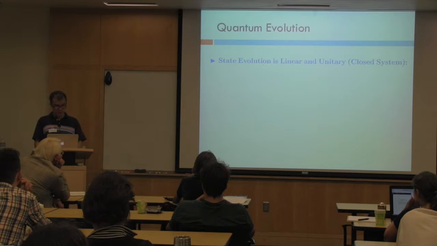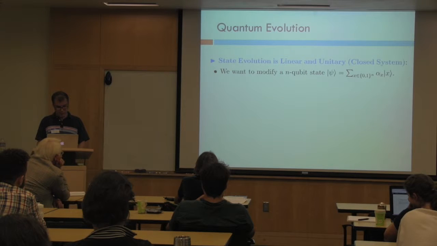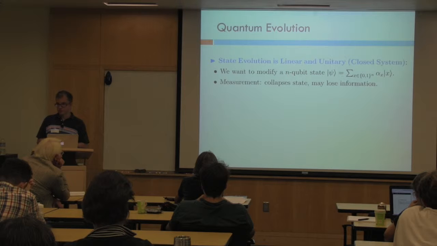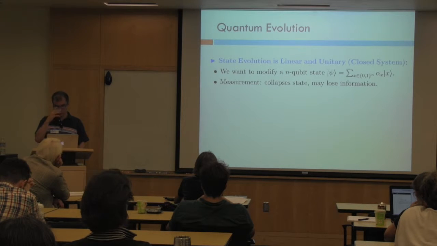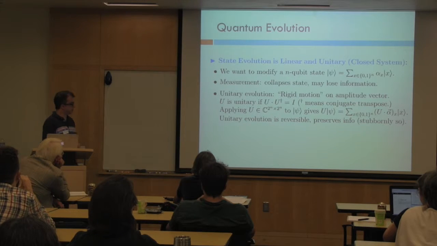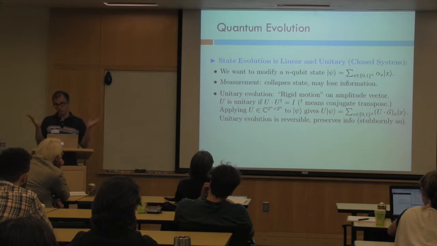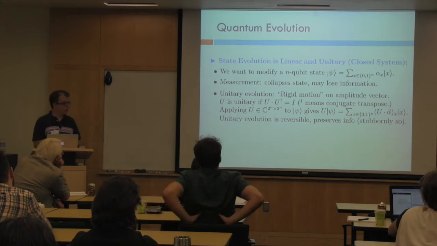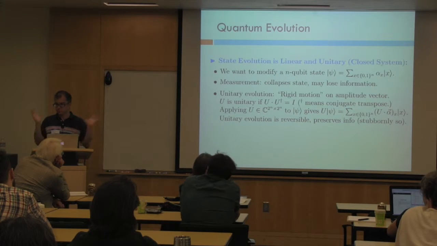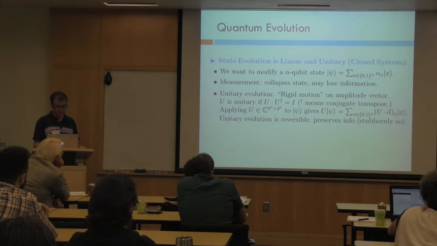Okay, so the different types of operations that you can perform on a quantum state. If you want to modify it, the first way is what I mentioned. You can measure some of the qubits and it will collapse, and you will lose some information in that process because it collapses. The second is a unitary evolution, which is basically you can perform unitary transformations, rigid motions on the amplitude vector to transform the state to another vector. Okay, and these operations are reversible.